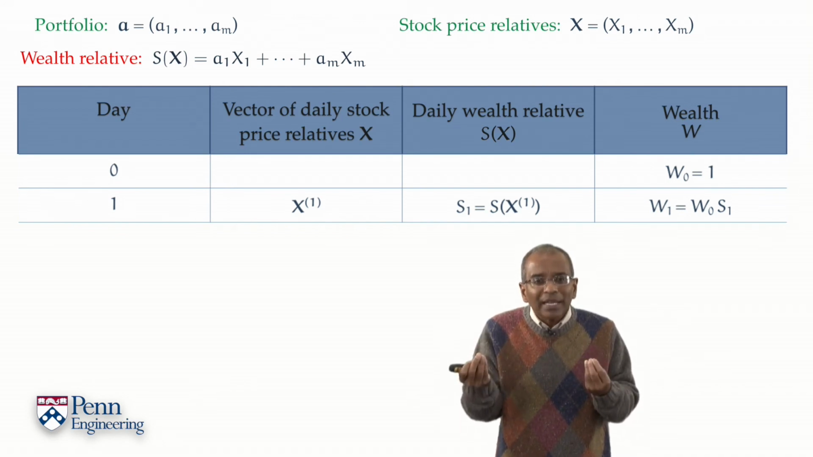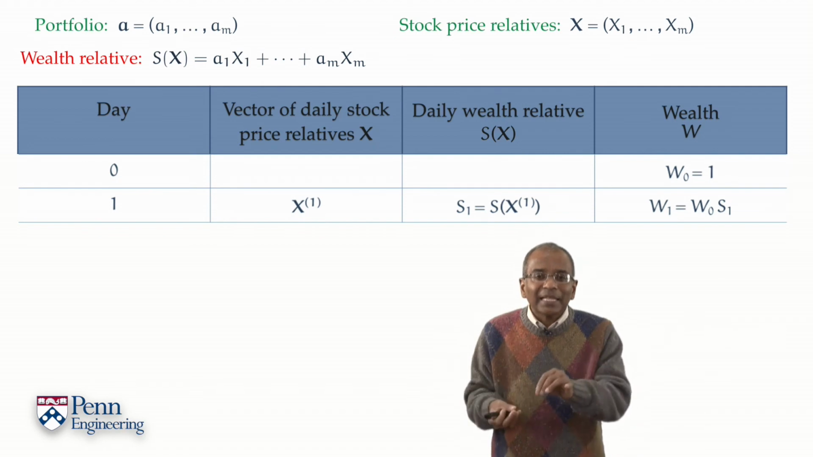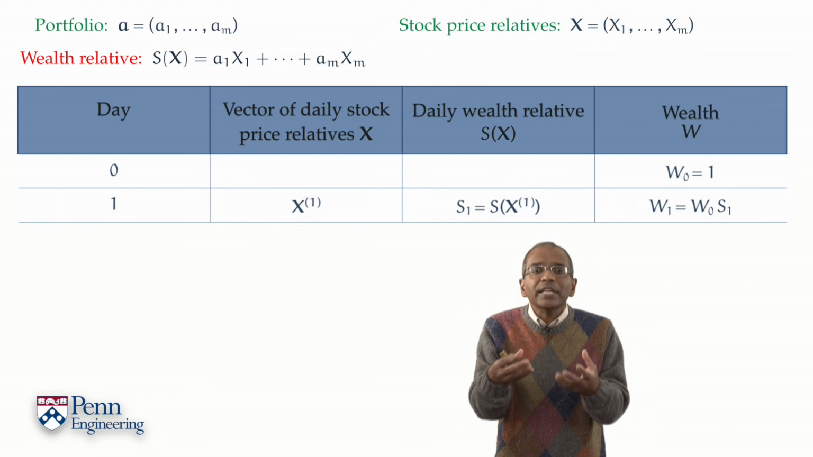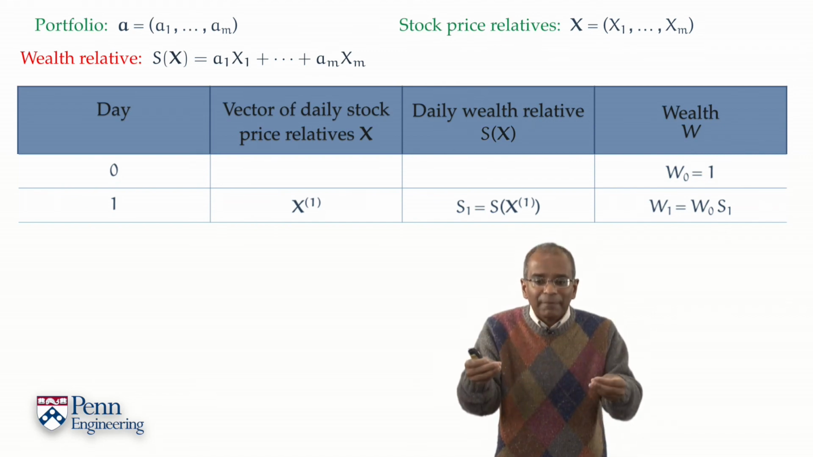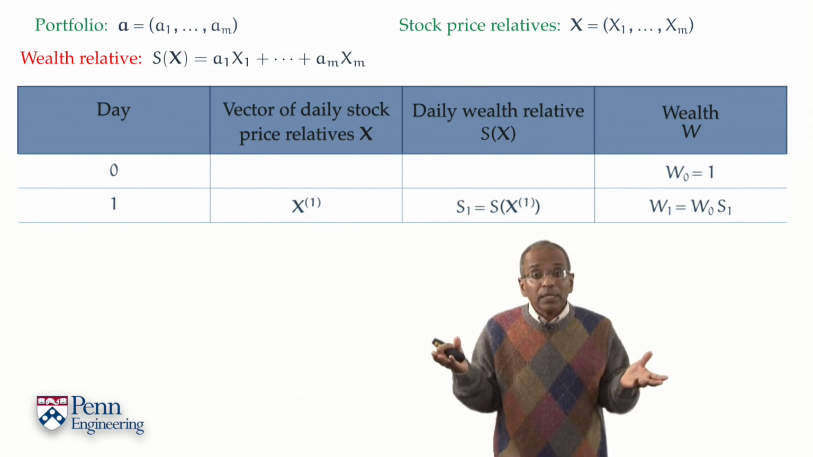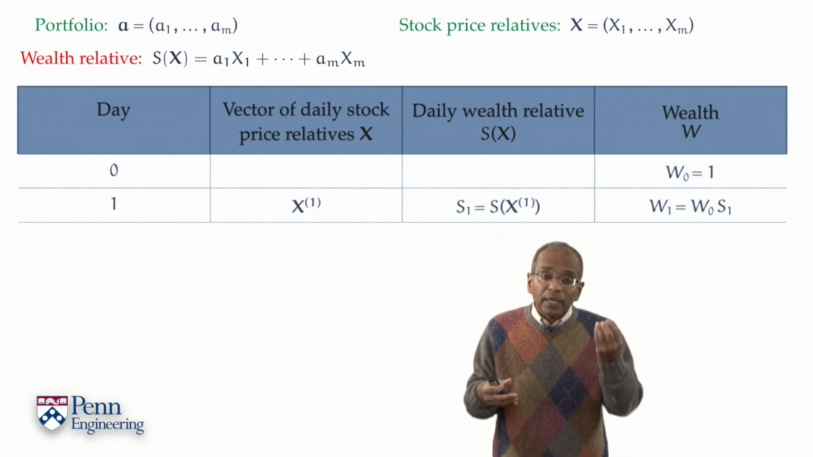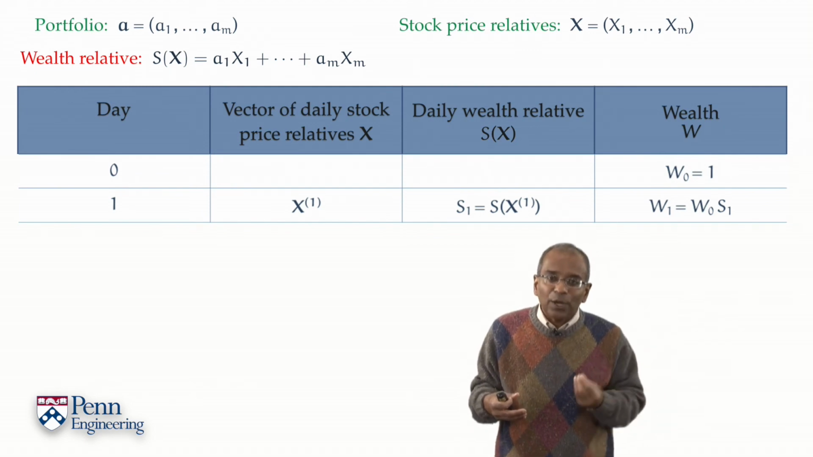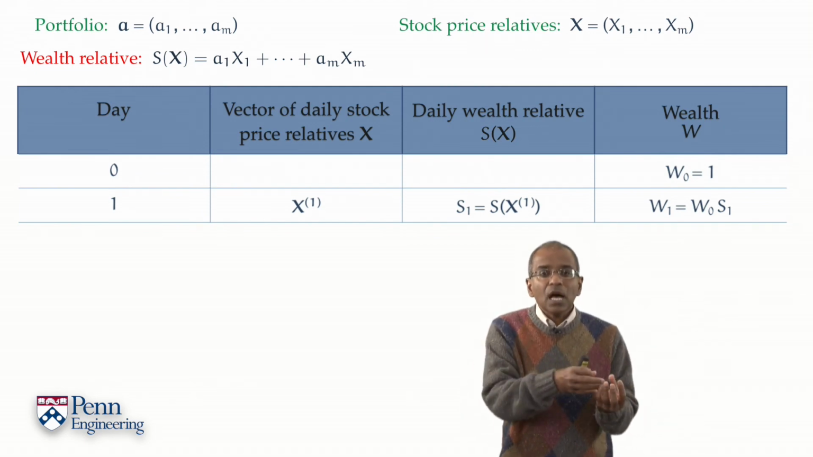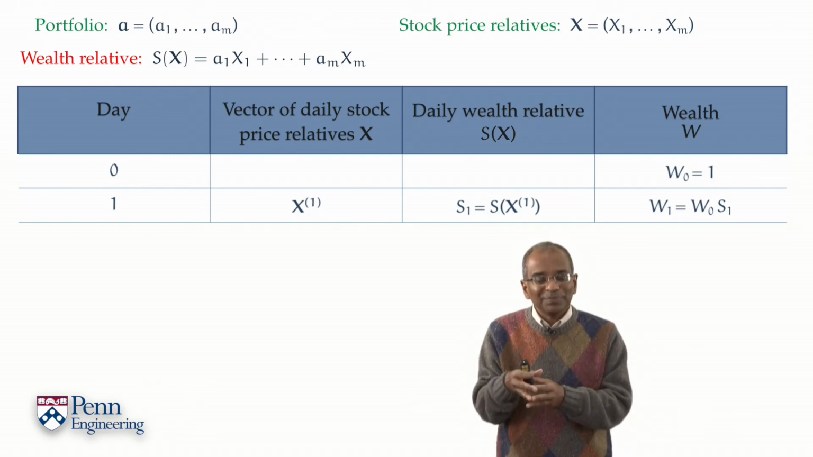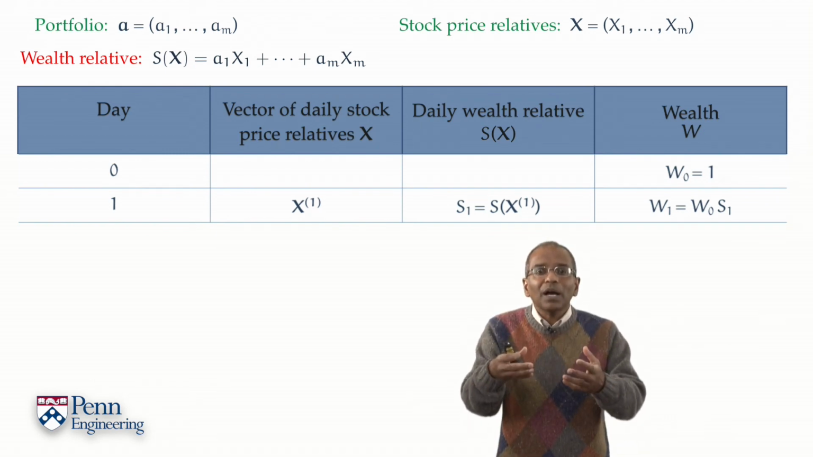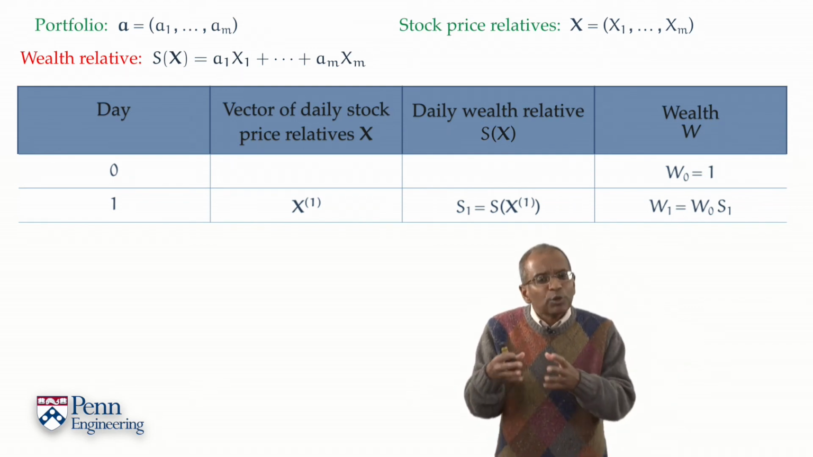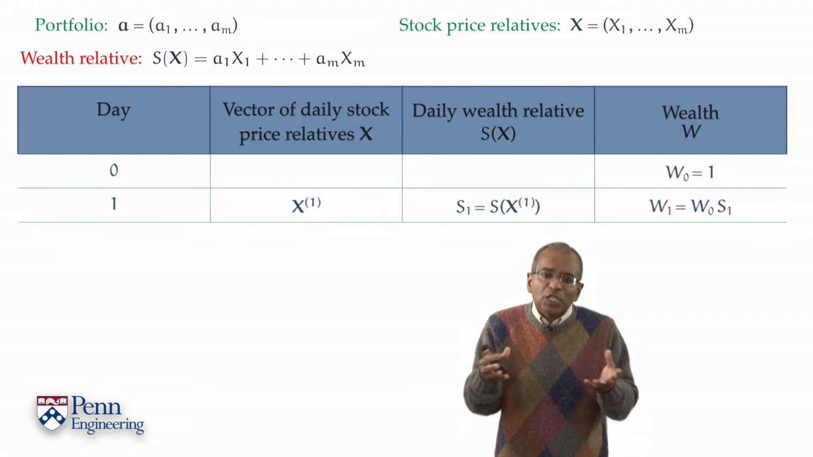So S1 is the daily wealth relative at the end of day 1. It is the proportion wealth has increased over the course of the first day. And so now what is your net wealth? Well, your net wealth will be, let's call it W with a subscript 1 to tell ourselves we're dealing with the end of day 1. W1 says start with the initial wealth, W0, and multiply it by your daily wealth relative for day 1, S1. Of course, W0 is 1, so W1 is just S1 in this case.